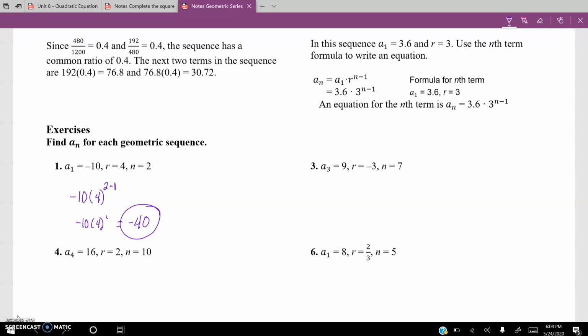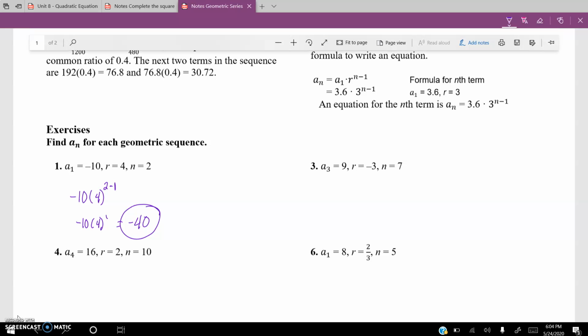Let's jump over to number 3, because apparently I forgot to change the numbers. Now, normally I subtract 1, because that's where I started, but I'm going to start at term 3 this time. And I'm going to say I started at 9. I'm going to multiply it by -3, and I want to get to the 7th term. But I already started at the third term, so I'm going to subtract 3. So I have 9 times -3 to the 4th power.